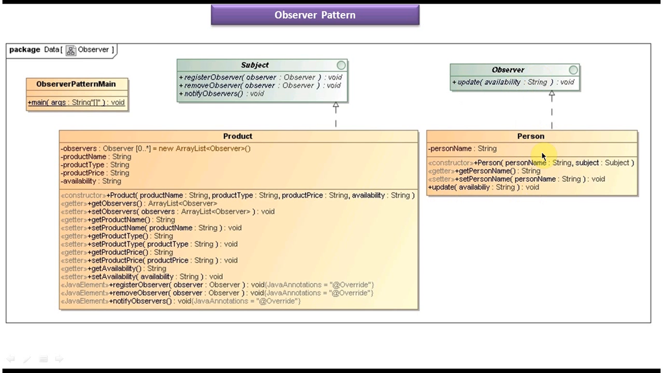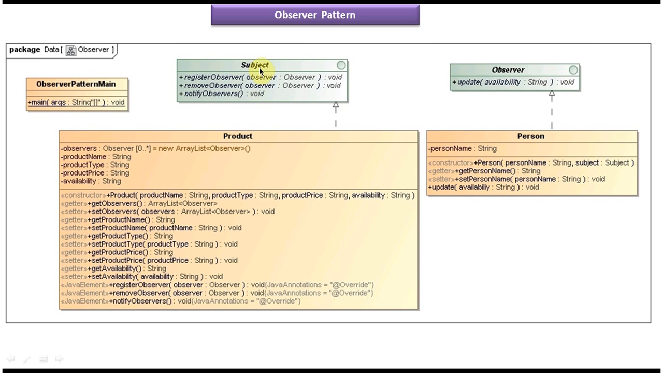Okay, and you can see the person class has person name attribute, and it has setter and getter method for person name. Okay, and also you can see it has a person constructor where you have to pass person name and subject. Okay, we will see what the subject is next.